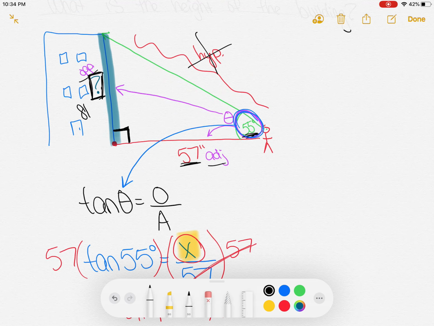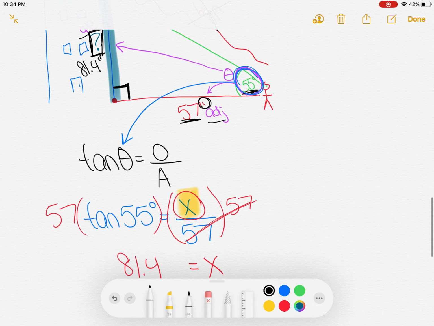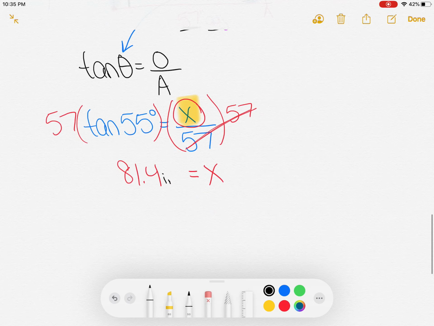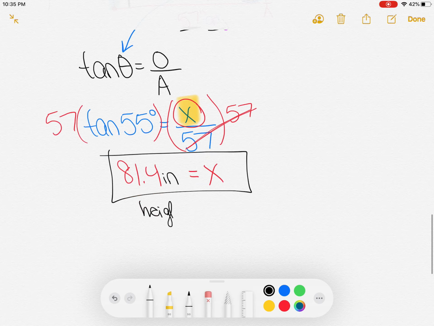Because this is a word problem, definitely make sure that makes sense. 81.4 would be in inches, and it would be the height of the building. So that's definitely a possibility. 81.4, and I know it's inches because this was measured in inches right here, so we've got to stay consistent with that. This is just going to be 81.4 inches for the height of the building.